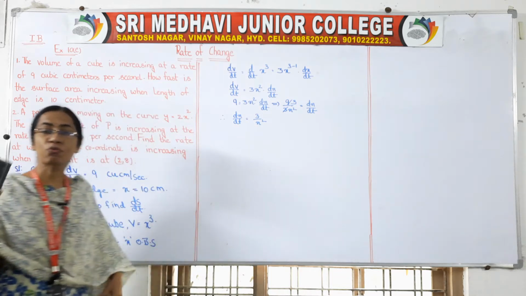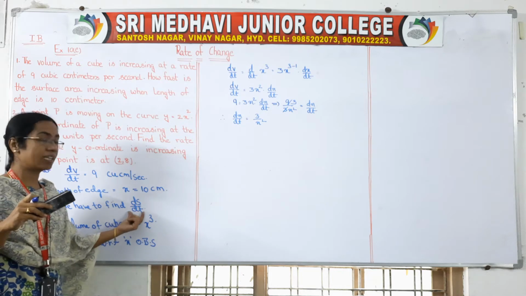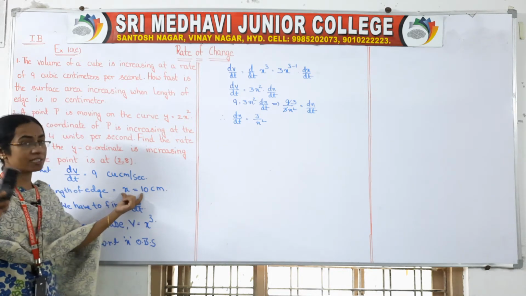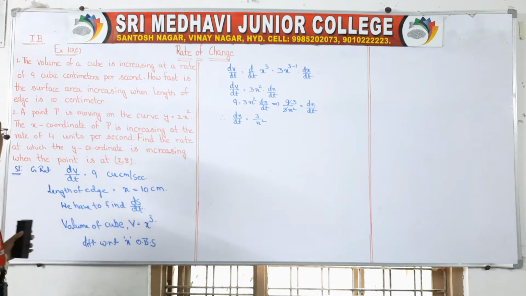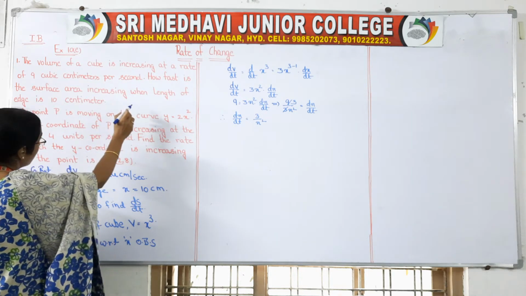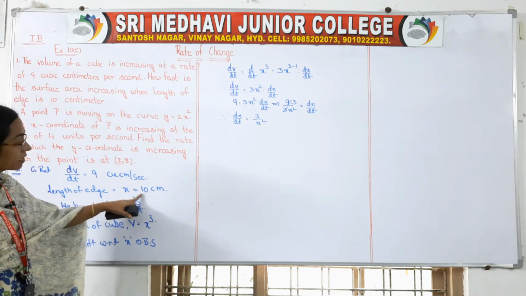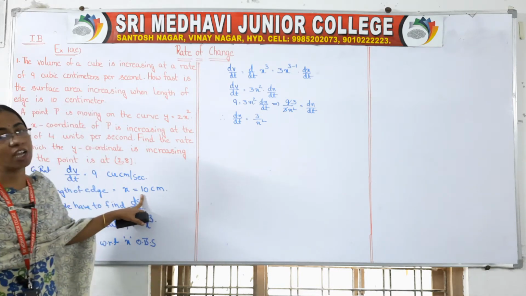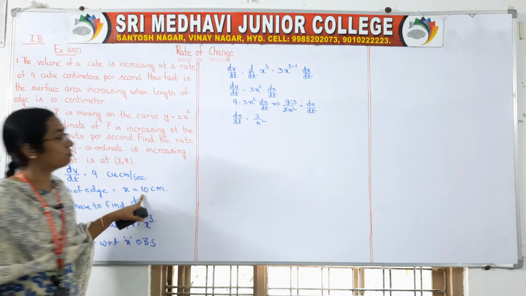But the question is to find dS by dt, right? The rate of increase in the surface area of the cube when the side is 10 centimeters. That is the question, isn't it? How fast is the surface area increasing when the length of the edge is 10 centimeters? If x is equal to 10 centimeters, what is the dS by dt value? That means the increase in the surface area of the cube.